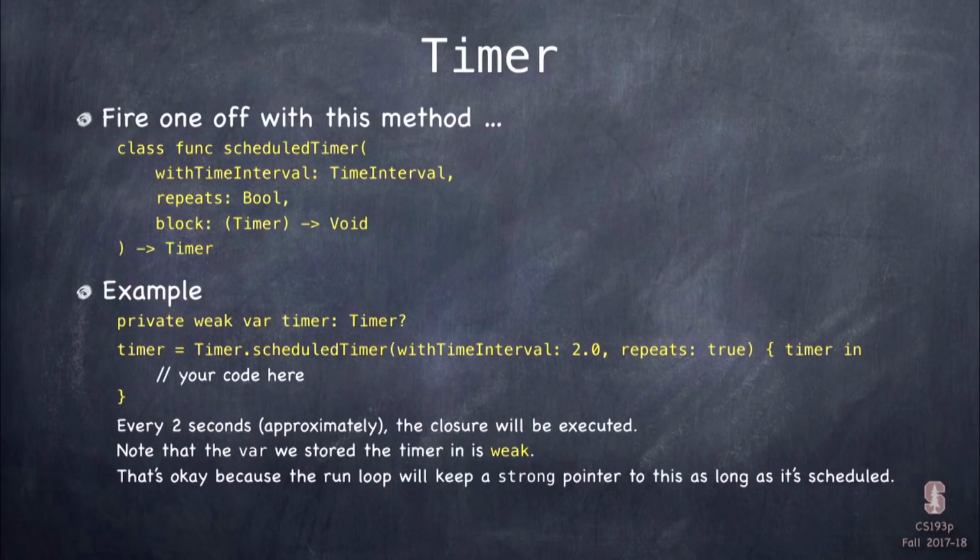Now, why did I make that weak? I made it weak because as soon as that timer stops running, either because it wasn't a repeating timer or because someone stopped it from repeating, then no one else will have a strong pointer to it. So if I don't have a strong pointer to it, what will happen to this timer var? It gets set to nil, which is great. So this timer var will automatically get set to nil as soon as the timer is stopped, which is a really nice feature. I can always tell whether the timer is running by whether that thing is nil or not. So it's kind of a cool feature.